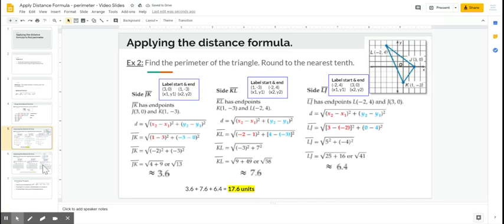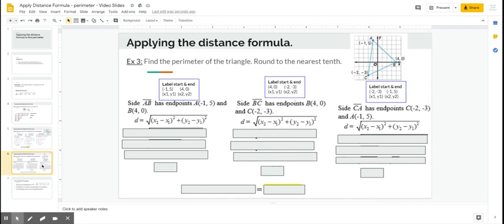All right, let's look at one more example like that applying the distance formula. So again, similar scenario here. We have a triangle. We are going to find the perimeter of this triangle by doing the distance of all three sides and then adding them up. So side AB has the endpoints. So A is here, B is here. You always want to label. So we say x1, y1, x2, y2, and then we start plugging in the formula.